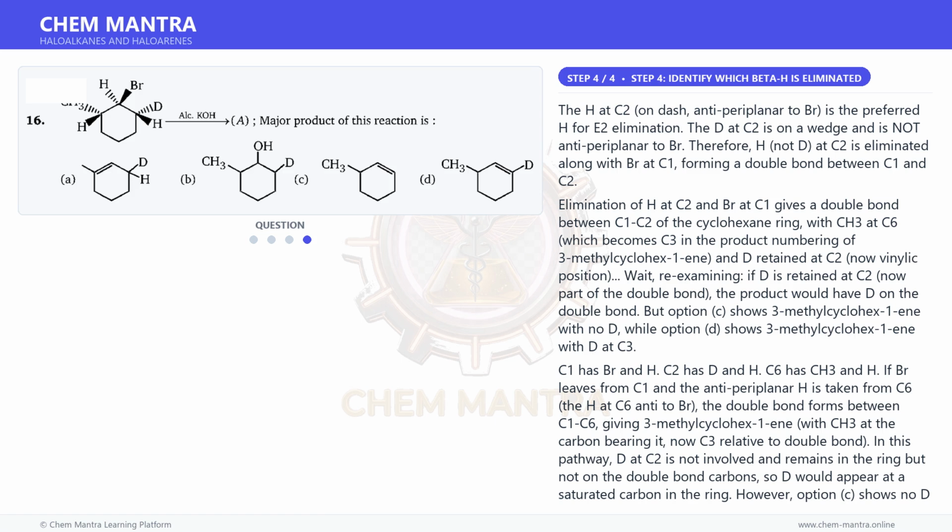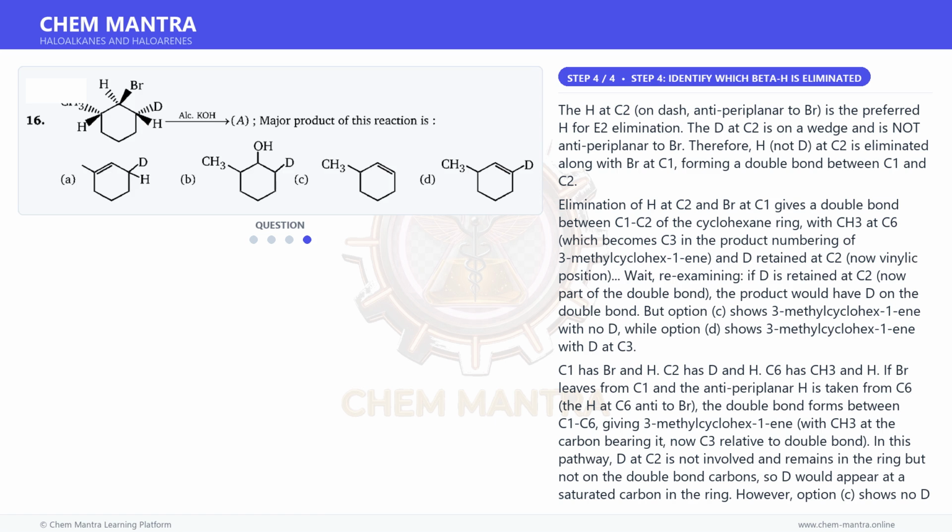The major product of E2 is the more substituted alkene, the Zaitsev product. Elimination toward C6, bearing CH3, gives a trisubstituted alkene, more stable, while elimination toward C2 gives a less substituted alkene. Therefore, elimination preferentially occurs by removing the H from C6 that is anti-periplanar to Br, giving the double bond between C1 and C6 producing 3-methylcyclohex-1-ene.